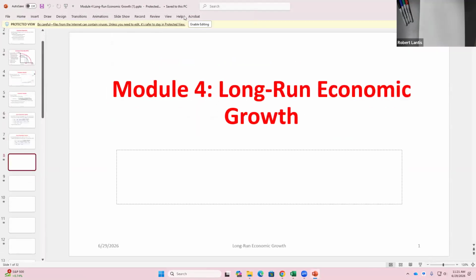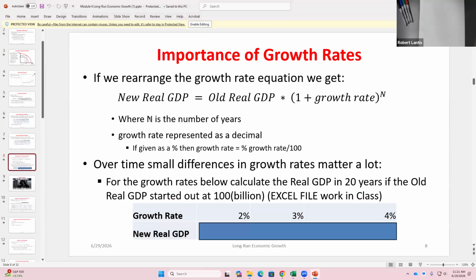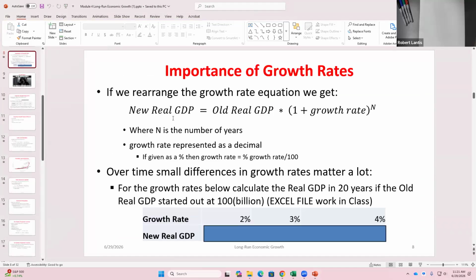So, we left off thinking about growth rates. We said, how do I calculate new real GDP? I'm going to take the old GDP times 1 plus the growth rate. But if I'm trying to make projections out for more than 1 year, I need to take that 1 plus the growth rate and raise it to the power of however many years out I want to make this prediction for. So, a review of this.